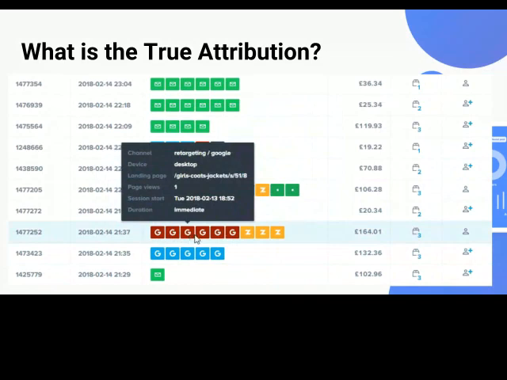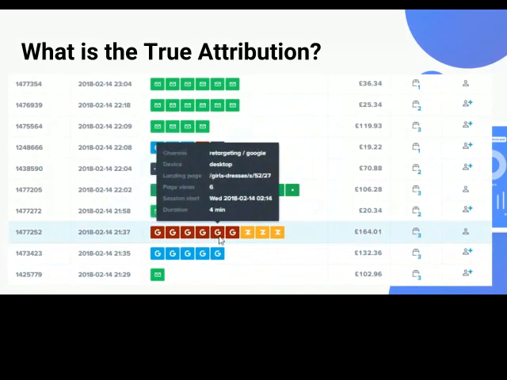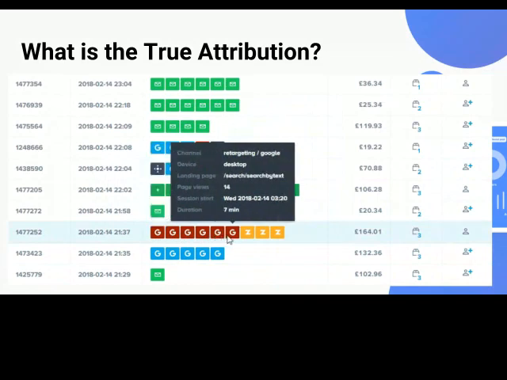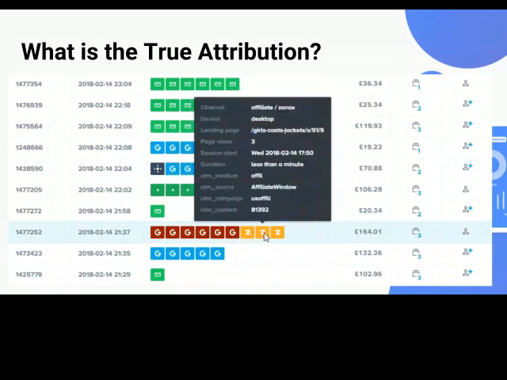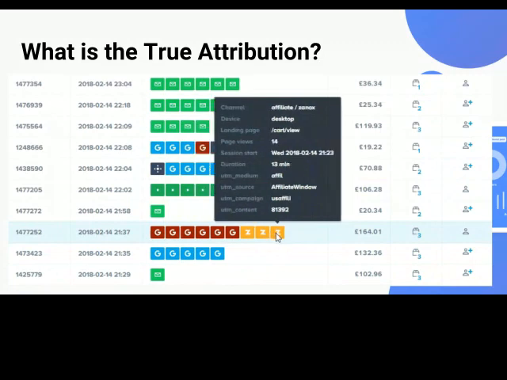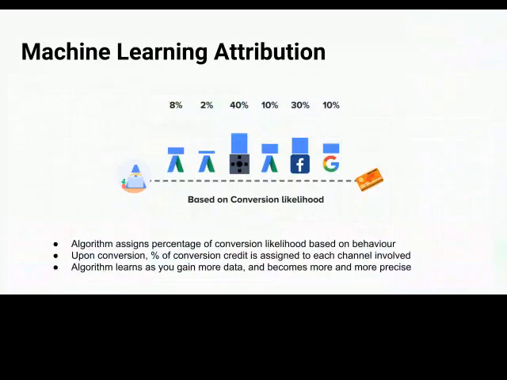So again, if we only take into account first or last here, we don't really put any value to the actual interaction with the site and the engagement that creates with the visitor. So the way that we approach this is with a machine learning model.